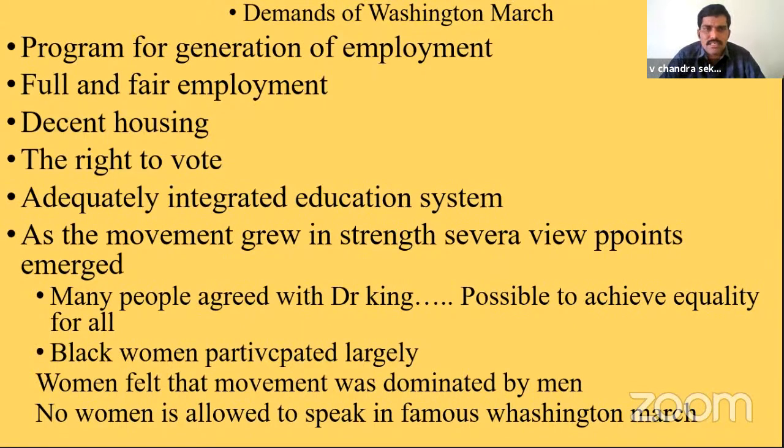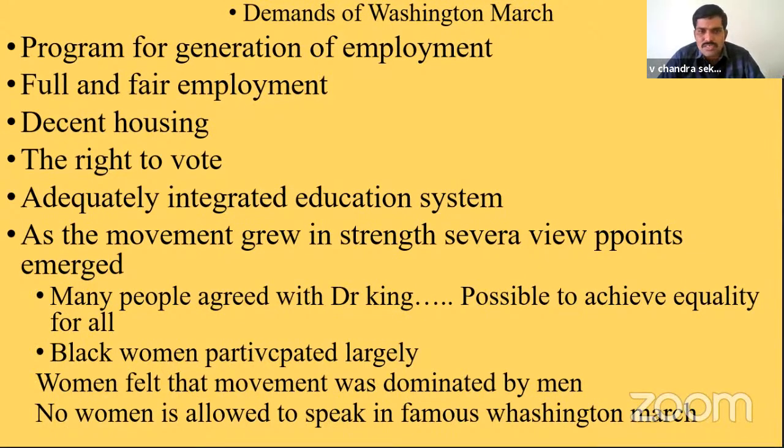The first one is a program for generation of employment. They demanded employment generation for blacks also. At the same time, full and fair employment, with no discrimination in employment or wages. They demanded decent housing along with the white people, without any discrimination between whites and blacks. And the most important right is the right to vote. If they have the right to vote, automatically they will get all the facilities along with the white people also. So they demanded the right to vote.